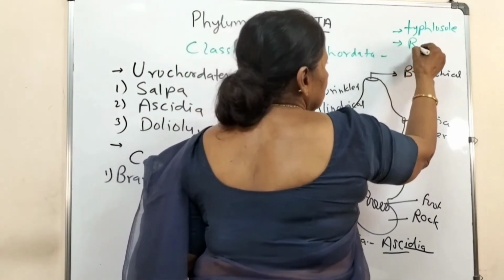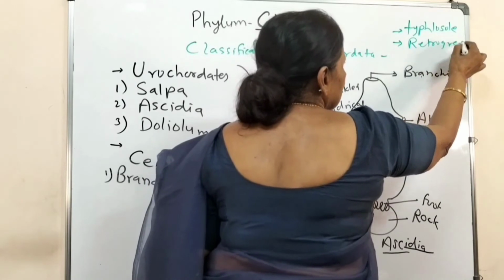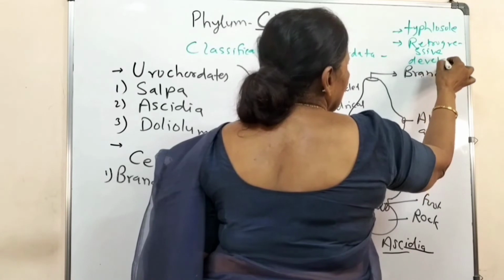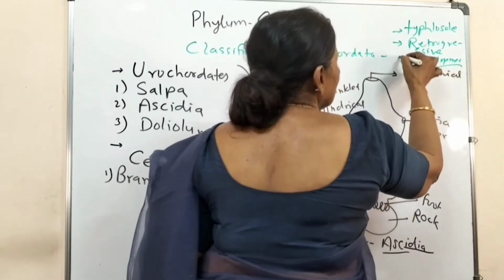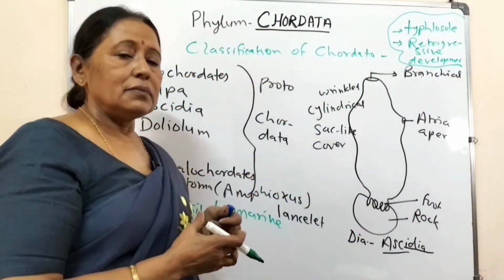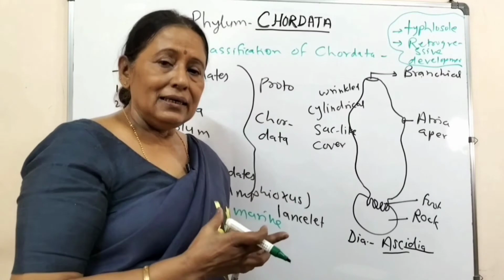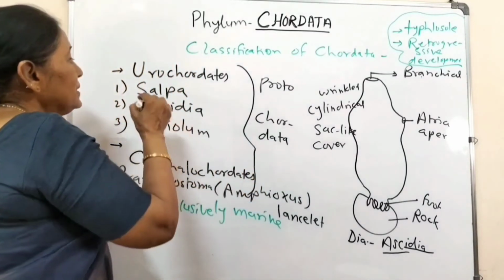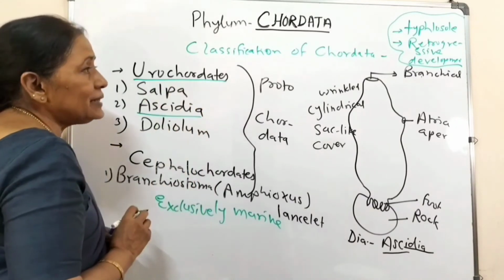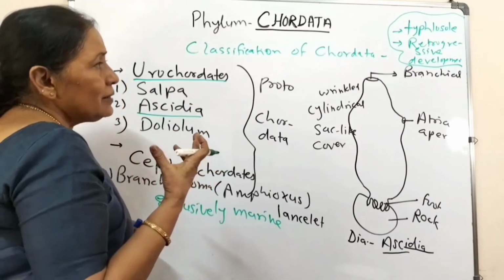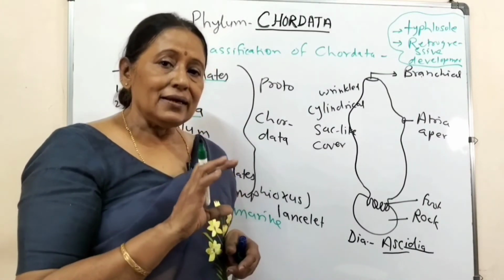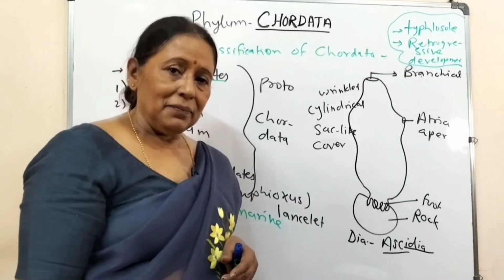Second, we say that it shows retrogressive development. What do we mean by retrogressive development? That type of development where the larva has more structures than the adult. Because in the case of these Urochordates, we are seeing Ascidia, which is an example of Urochordates. In Urochordates, the notochord is present in the larva but not in the adults. That's why it is a retrogressive development.